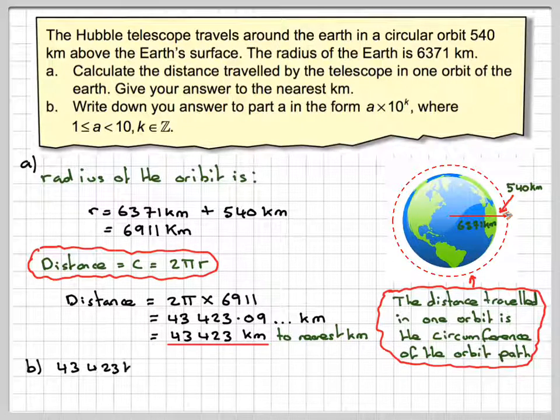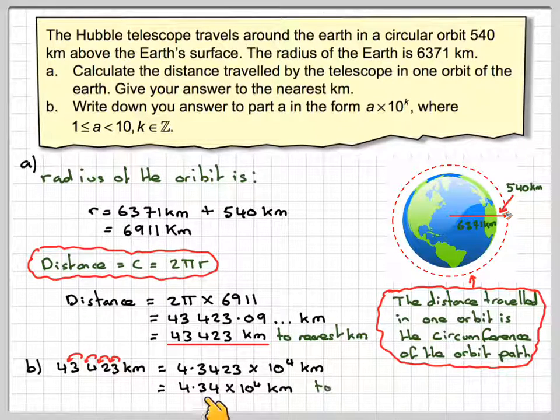Part B, we're asked to put this in standard form. So 43,423 kilometers is going to be 4.3423. So that makes sure that A is between 1 and 10. How many times have I moved the decimal place? 1, 2, 3, 4. So I need to multiply that by 10 to the power of 4 kilometers. Normally in IB we give our answer to 3 significant figures. So that will be 4.34, that 2 will keep that 4 as a 4, times 10 to the 4 kilometers.